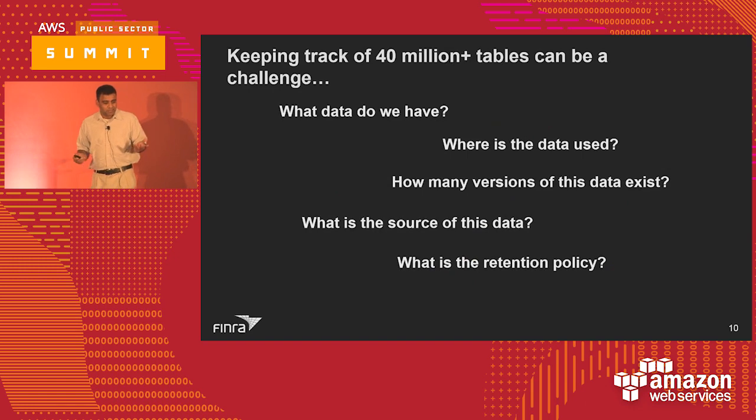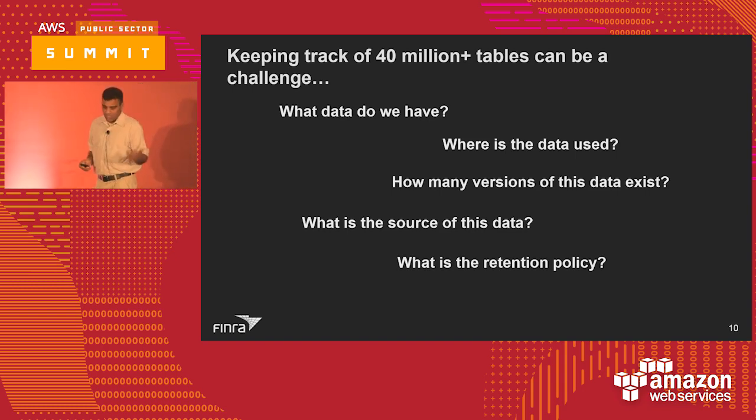So we have a lot of data. So always the question that comes is, okay, where is the data? How many versions of each data do we have? Where did it come from? Who sent it to us? What date did they send it to us? Did they send multiple copies? How long do we have to keep this data?